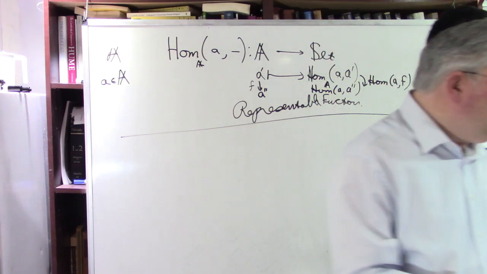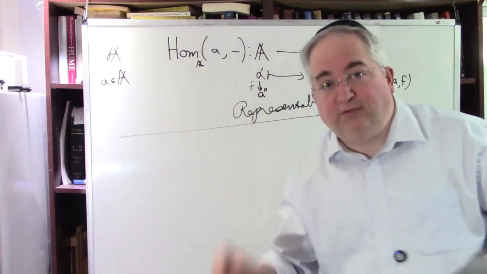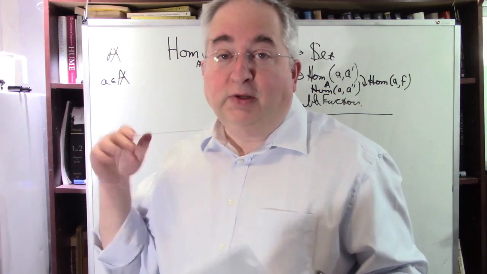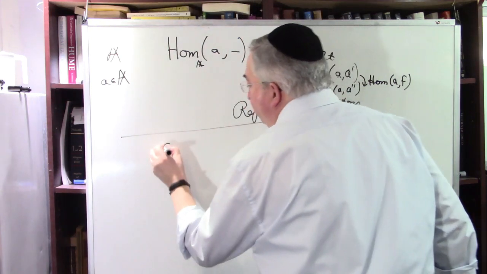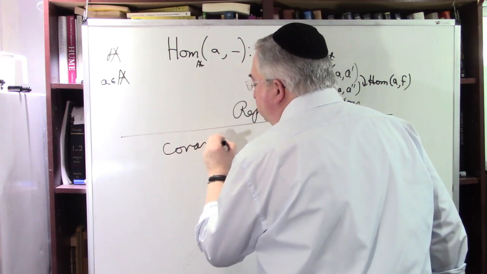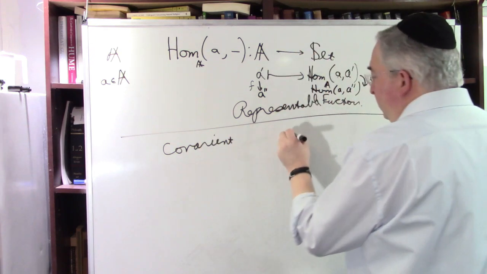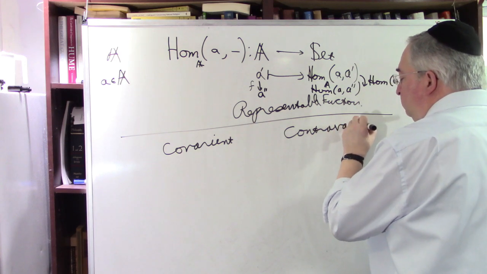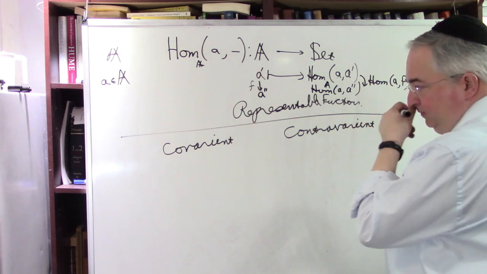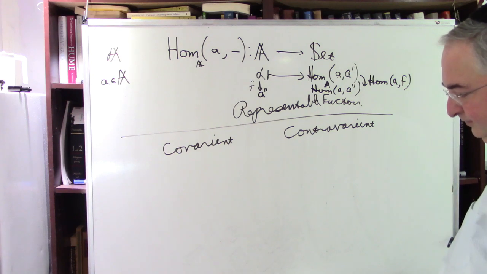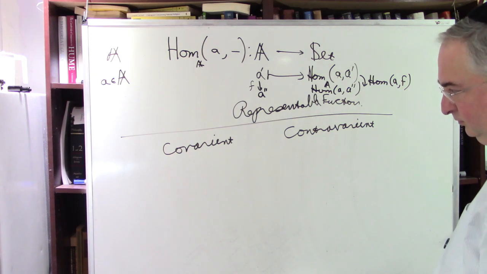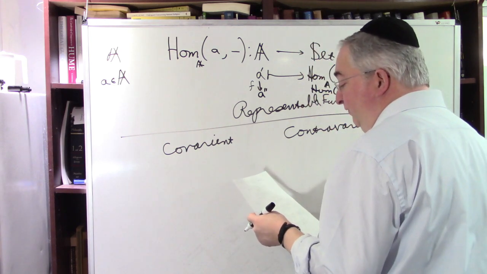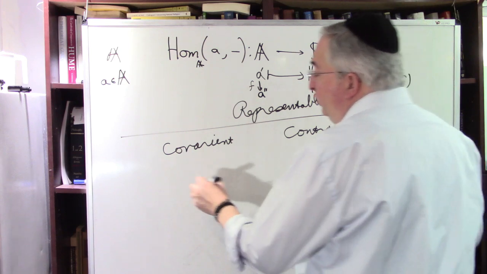Turns out that functors come in two flavors, vanilla and chocolate. No, not really vanilla and chocolate. They come in two flavors. One we've been talking about all along. They're called covariant. And one we just have to bring up now, it's called contravariant. Okay, so let me explain to you what a covariant functor is. Let me explain to you what a contravariant functor is so you can get it. Well, you know what a covariant functor is.